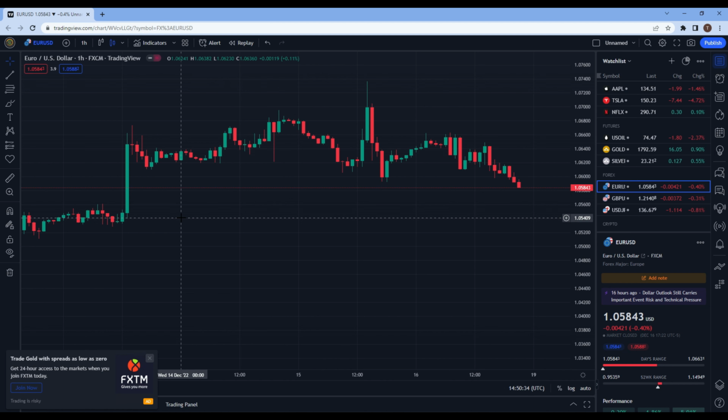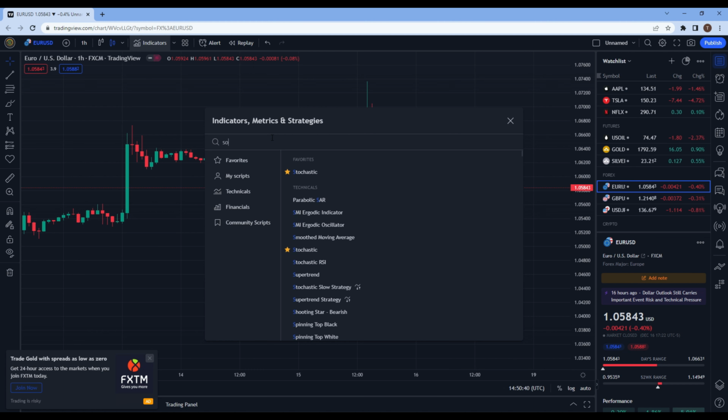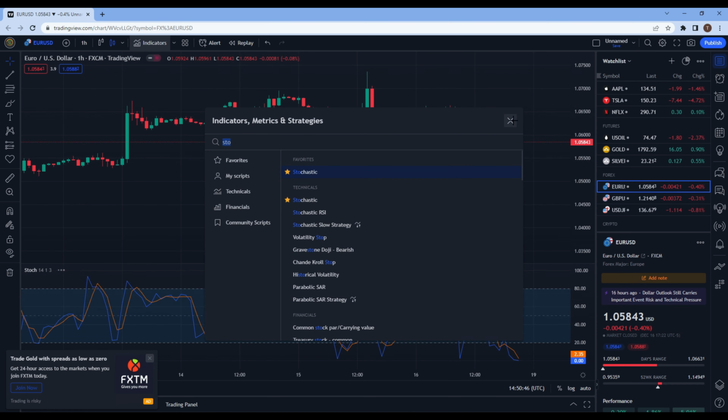Okay, so click on the indicators here. We need just a simple stochastic here. So you can tap here. You can see here stochastic, make it favorite, click on it. Okay, you can see the stochastic is here.